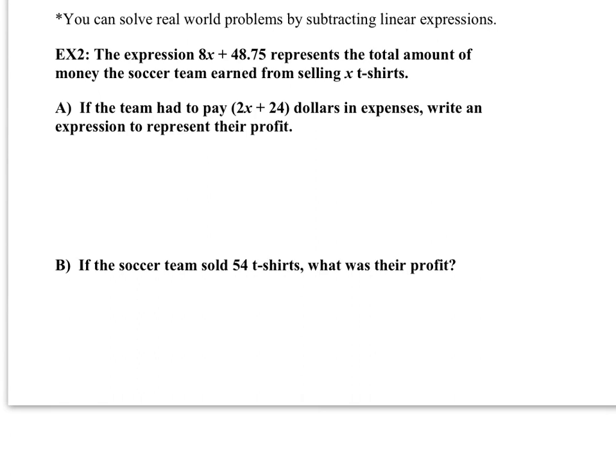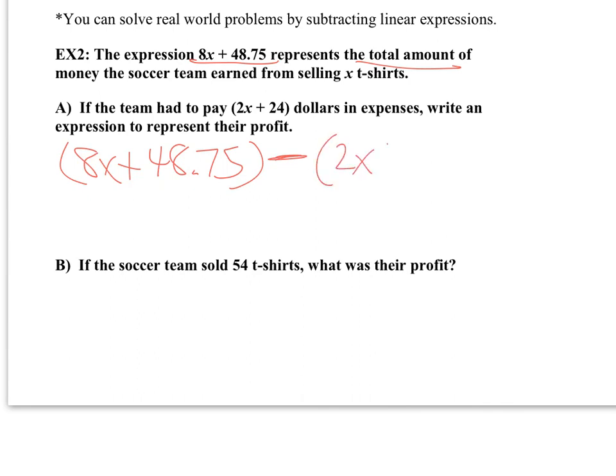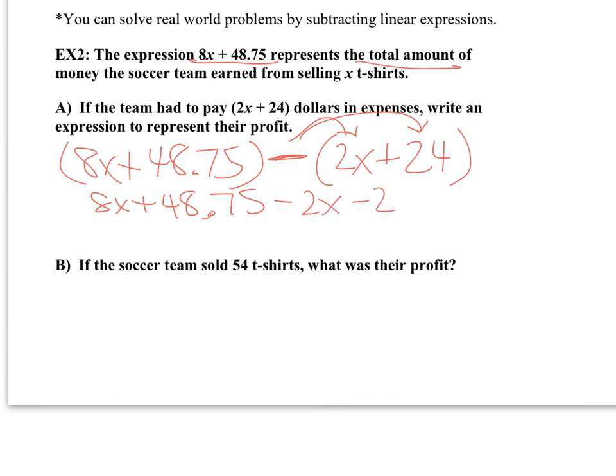So now in this case, we know that 8x plus $48.75 is going to represent the total amount. So we take that total and we create the first parentheses. Then we find the difference with the second, so 2x plus 24. So now in this case, I'm going to distribute the negative, and I'm going to keep 8x plus 48.75, and I have negative 2x minus 24.